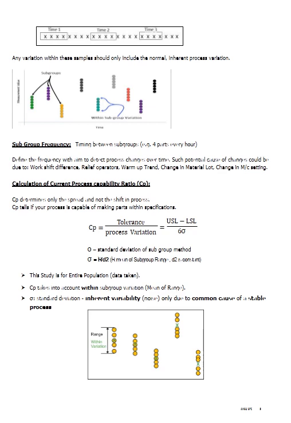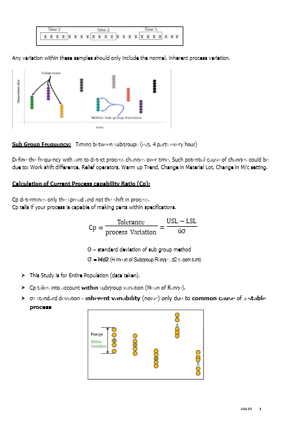As in the image, any variation within the sample should include the normal inherent process variation. Subgroup frequency is the timing between subgroups, maybe 4 parts for every hour. Define the frequency with the aim to detect process changes over time. Potential causes of changes could be work shift difference, relief operators, warm-up time, change in material or change in machine setting.